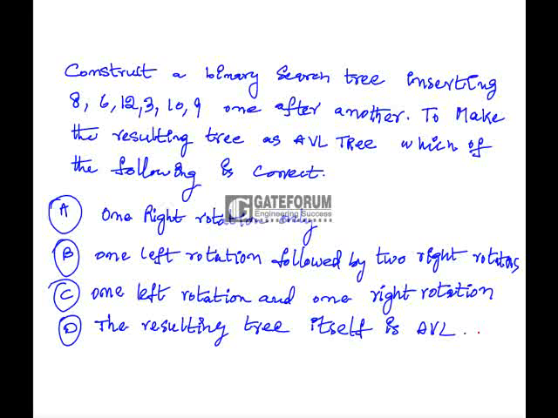Option A, one right rotation only. Option B, one left rotation followed by two right rotations. Option C, one left rotation and one right rotation. Option D, the resulting tree is an AVL tree.